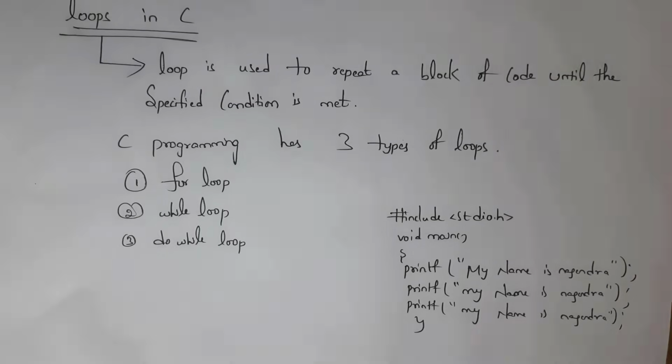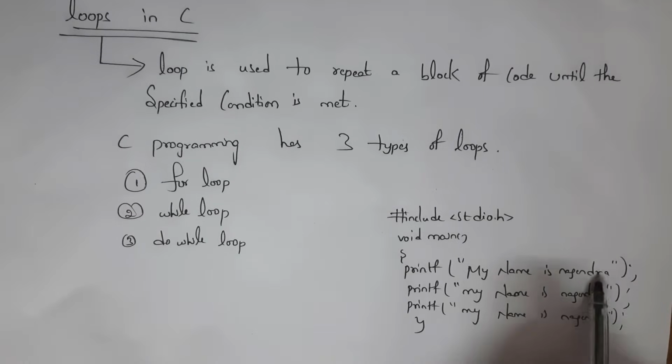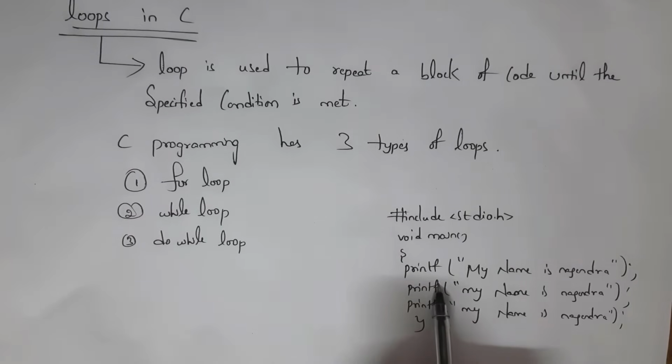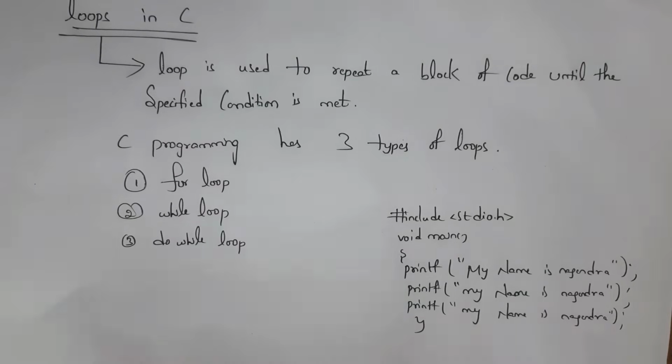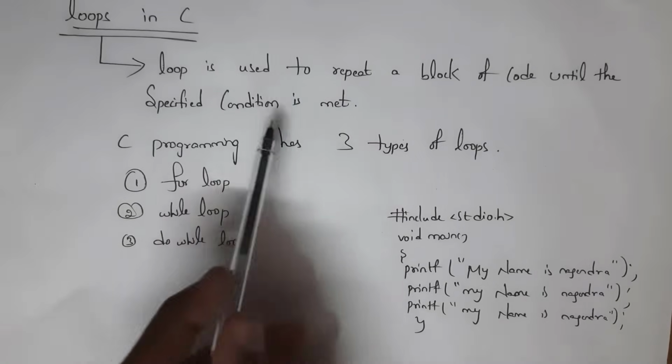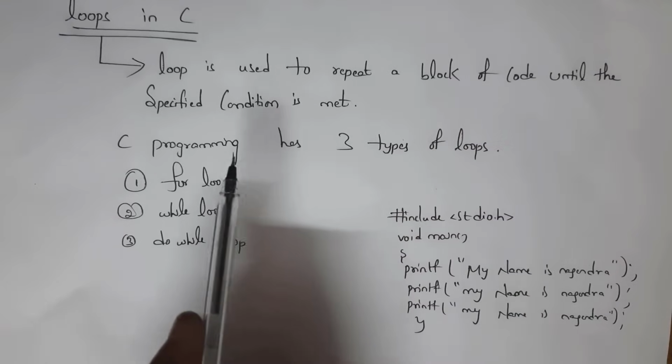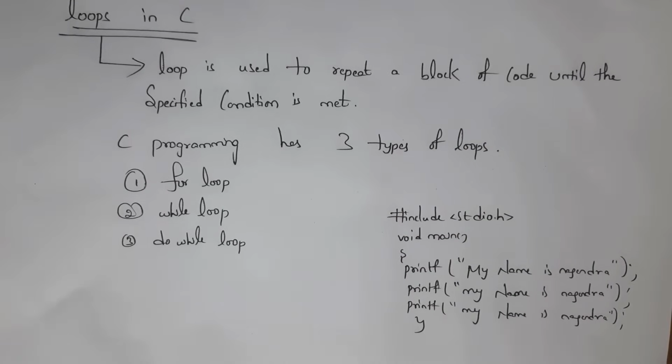It is very complicated. So in order to overcome this problem, we use loops. By using loops, we can write code once and we can repeat this code multiple number of times. So this is main use of loops. Instead of writing my name is Nagendra 100 times, I can simply write my name is Nagendra once and I can repeat this multiple number of times. So loops are used to repeat block of code until specific condition is met. For example, if I give condition like 10, then I will get my name is Nagendra 10 times.